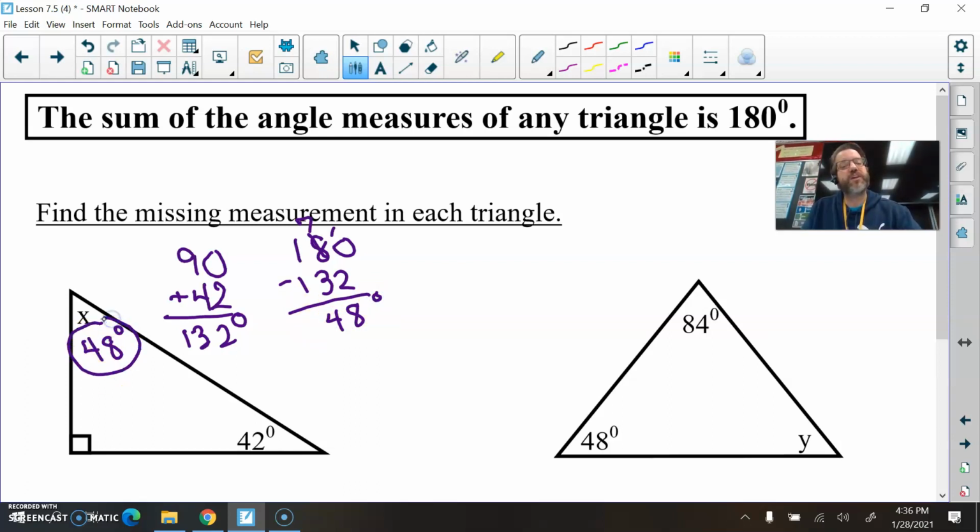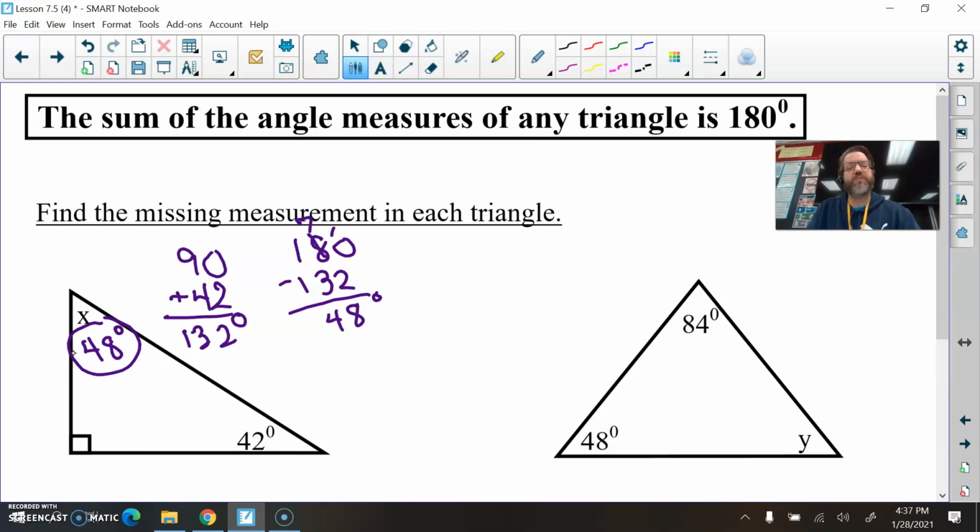And let's check it to make sure that works by adding these all together. 48 plus 42. I'm going to add those because 8 and 2 make a 10. You add those up, that's 90. If you add that to 90 here, that will total 180 degrees. So yes, angle X does need to be 48 degrees.